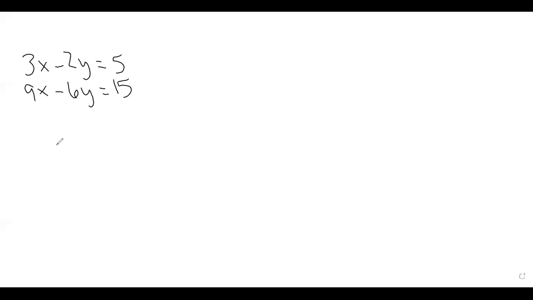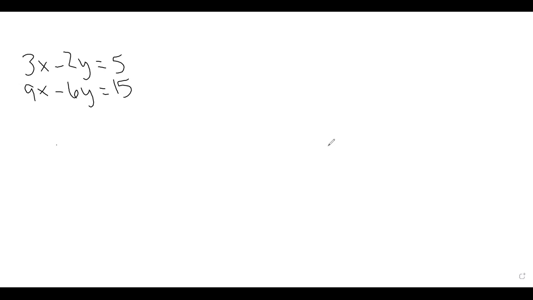And I'm going to write 3x minus 2y equals 5 and 9x minus 6y equals 15. Now, if I look at this, there are several different ways to solve this. I personally think that it's going to be easier to solve this using the method of elimination. So feel free to use any method you wish.